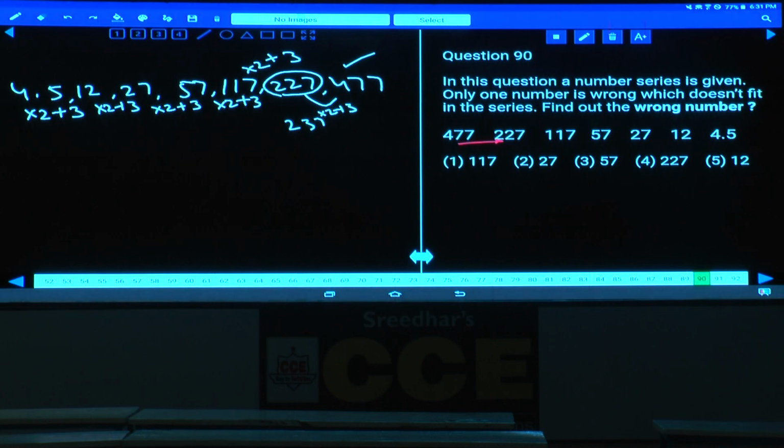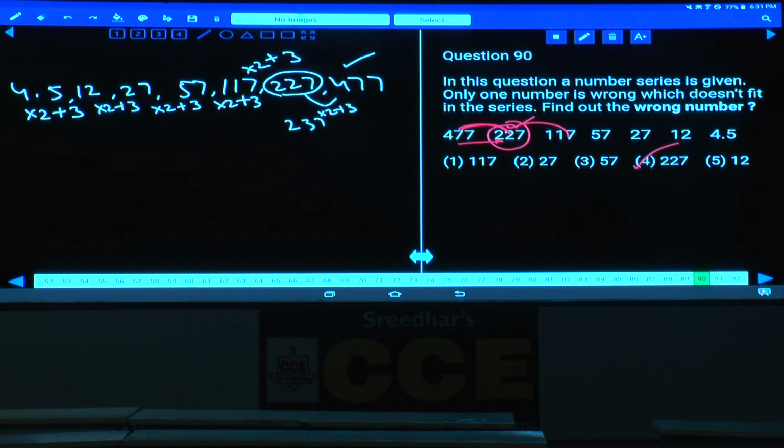Whenever the numbers are in decreasing order, start in the reverse. Again, now the very second number is the wrong number. As this is the wrong number, this will get affected. This one, this number will also be affected. Hence, you will get scared about this. If the very first two numbers are wrong, then it will be more difficult. Then what is your answer here? Finally, 227, choice 4 is the number.